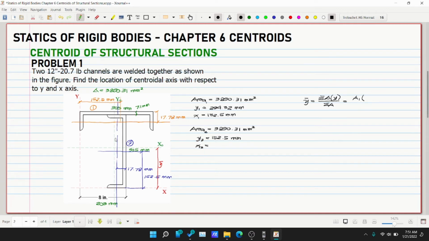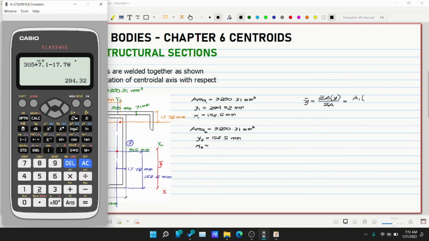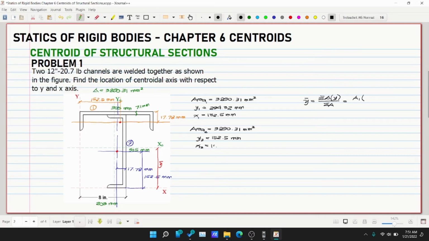Then, yung ating X2. Since ito yung centroids niya, okay? Bilog yung kanilang mga centroids. Ito yung ating centroids sa section 1. Ito naman ang centroids ng ating section 2. So, with respect to y-axis dapat, ilan ba to? Okay, so if this is 203 millimeters, then ang centroids nito is 70.78. So, yun yung centroids niya. And that is 203 minus 17.78. So, 185.22 millimeters.